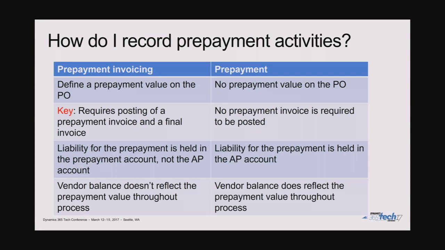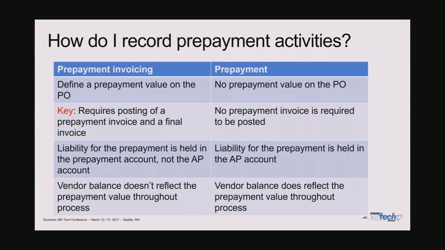You're going to turn right around and pay that off, which will get rid of your accounts payable balance because technically you owe them nothing at this point. So the liability or the exposure for the prepayments on the prepayment invoicing side sits in that prepayment expense account. So that's another key difference.